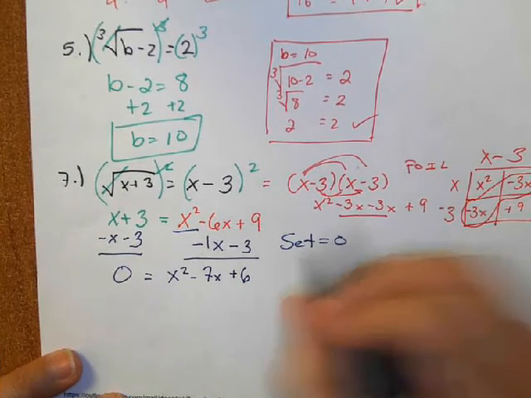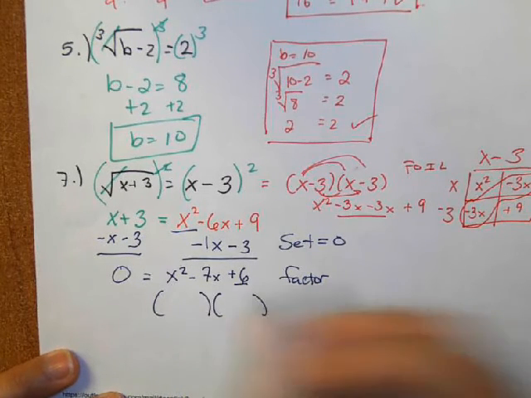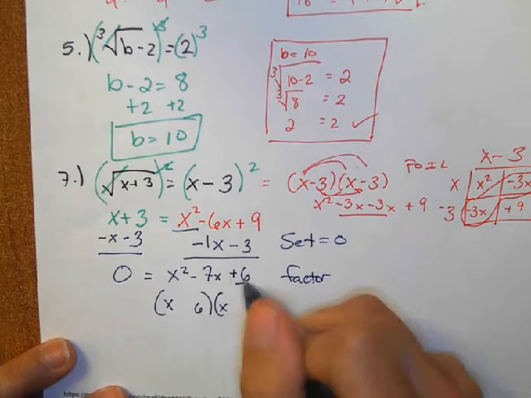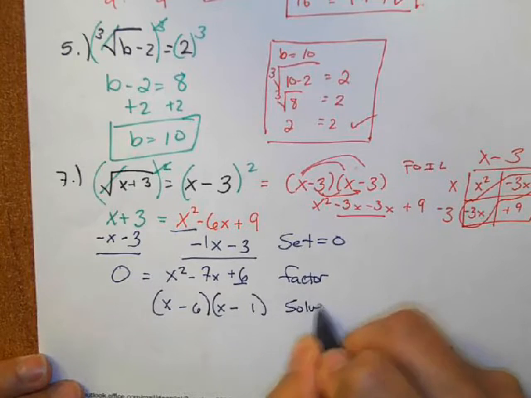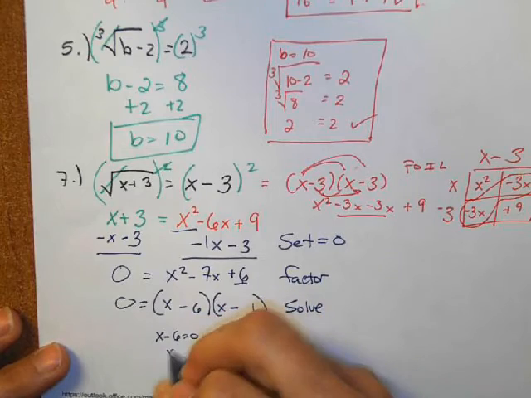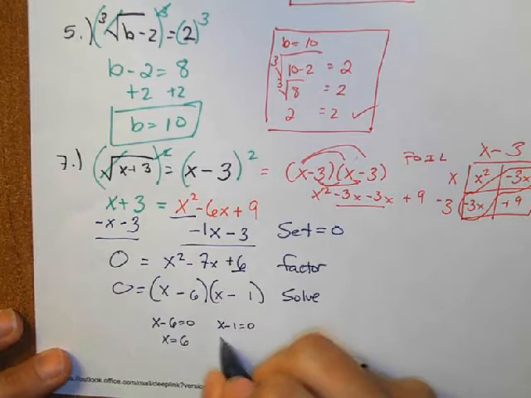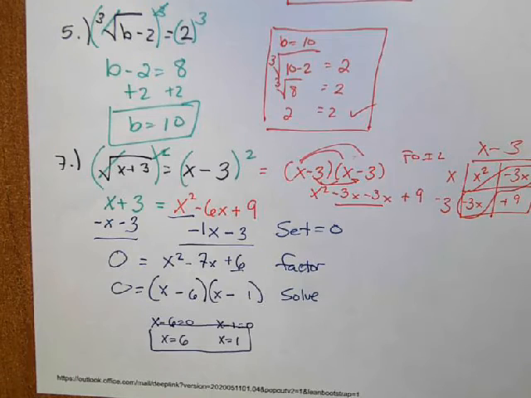Now I have a quadratic, so I'm going to factor because I have a trinomial. Looking for what multiplies to be 6 and adds to be 7, would be 6 and 1. My middle sign is negative, last sign is positive, so negative times a negative makes a positive. Now that I have it factored, I'm to the point where I'm going to solve. So I'm setting each part equal to 0, so x minus 6 equals 0, x equals 6. X minus 1 equals 0, x equals 1. But you have to check, because maybe those two answers are not going to work. It's possible that neither one of them work. It's possible that both of them work. Or one of the two could definitely be an answer.